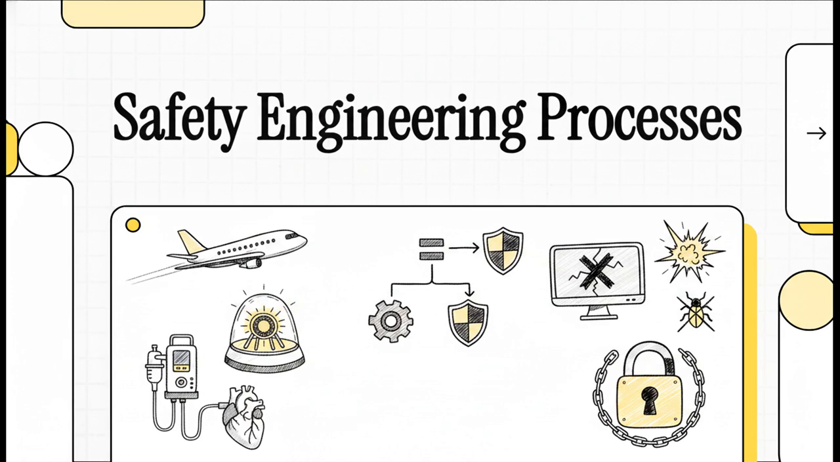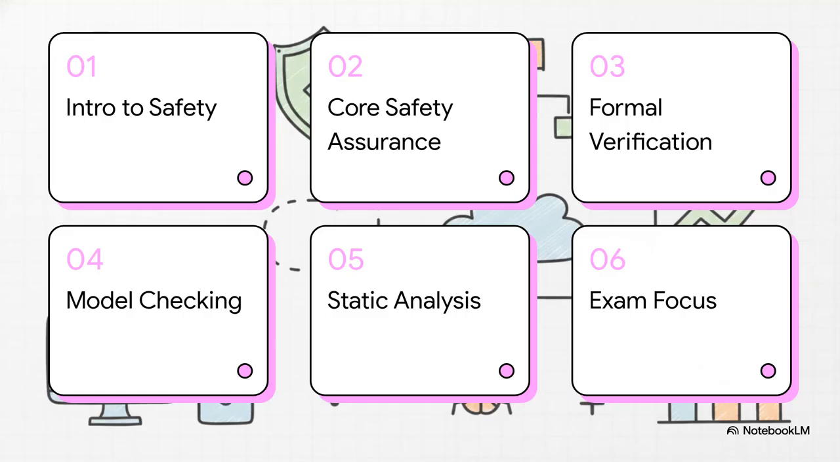Because of that immense risk, the engineering processes we use are incredibly rigorous, and that is exactly what we're going to unpack today. So here is our agenda for this lecture. 1. Introduction to safety processes. 2. Core safety assurance activities. 3. Mathematical proof, which is formal verification. 4. Automated state or model checking. 5. Scanning code through static analysis. And finally, 6. Our lecture summary and exam focus.